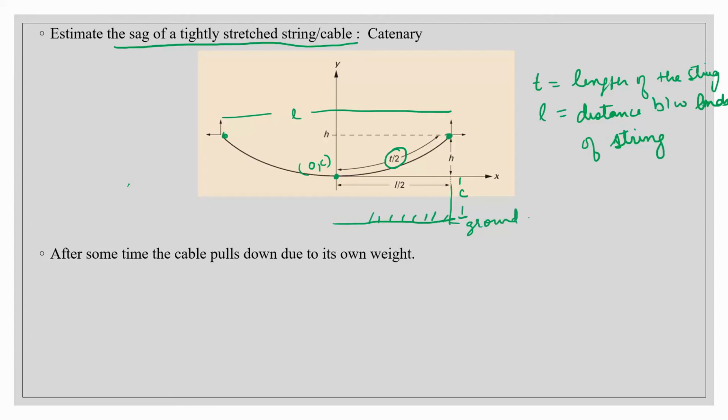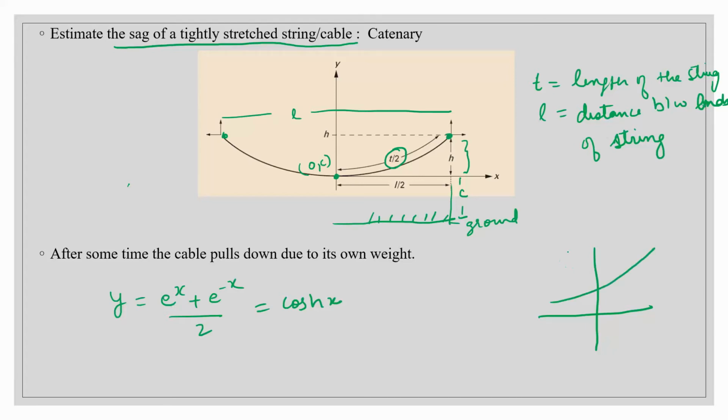So what we want to do is estimate the sag of this tightly stretched string, that is, we want to compute this h. So let us see how we can do this. We will first write the equation of the catenary. To derive the equation of the catenary, we will look at this function, which is equal to cos hyperbolic x. Now if I draw the figure of e to the power x by 2 and e to the power minus x by 2, I will have a graph like this.